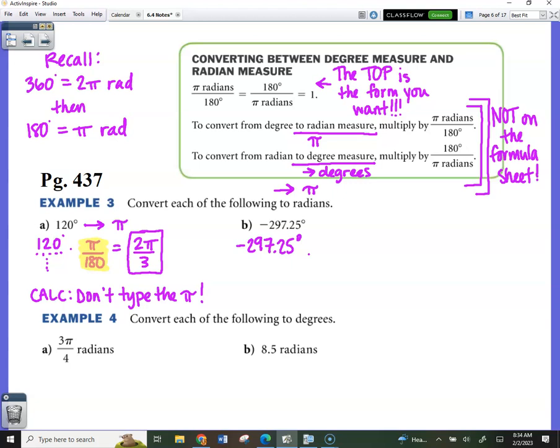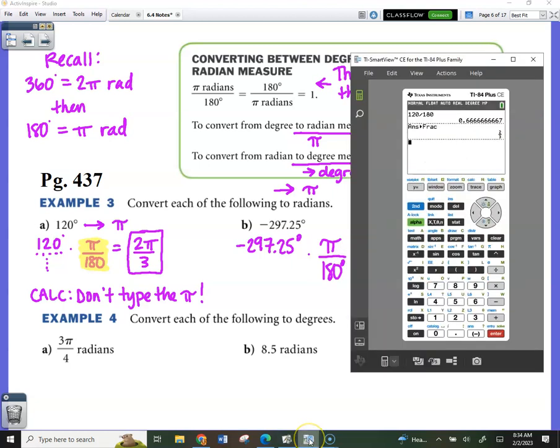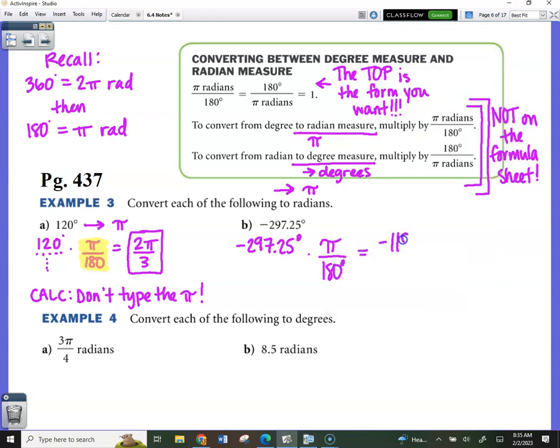So we're going to radians, so we want pi over 180. I'm going to go to my calculator. I've got negative 297.25. If I multiply that straight across, it's going to end up dividing by 180. Math frac. Like I said, it's ugly. So the answer is negative 1,189 over 720 pi. So negative 1,189 over 720.